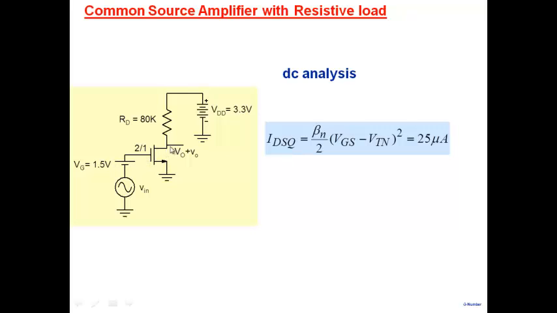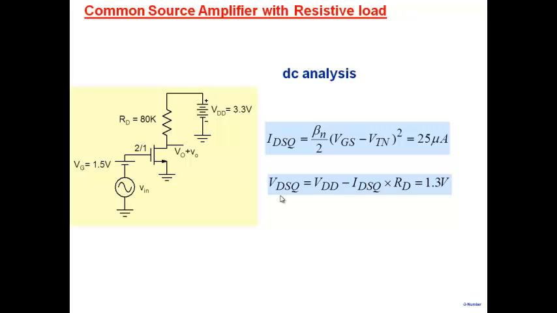Next we determine the drain to source voltage here, VDSQ, the quiescent point, and that's equal to VDD, the supply voltage, minus the drop in this particular resistor, IDSQ times RD, and so we find the drain to source voltage as 1.3 volt.